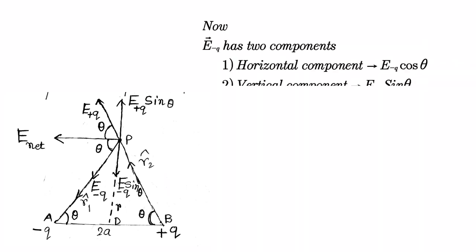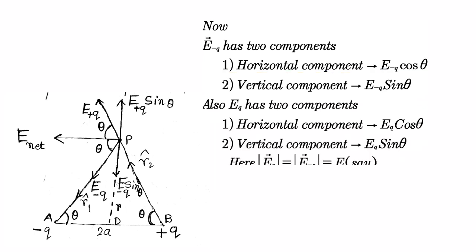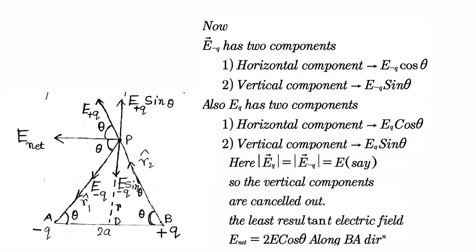Now the electric field E minus q has two components. One is the horizontal component, which is E minus q cos theta, and another is the vertical component, which is E minus q sin theta. Also, the electric field E plus q has two components. One is the horizontal component, which is equal to E plus q cos theta, and another is the vertical component, which is E plus q sin theta. From the calculation of E plus q and E minus q, we see that the magnitude of E plus q and the magnitude of E minus q are the same. Consider they are equal to capital E.